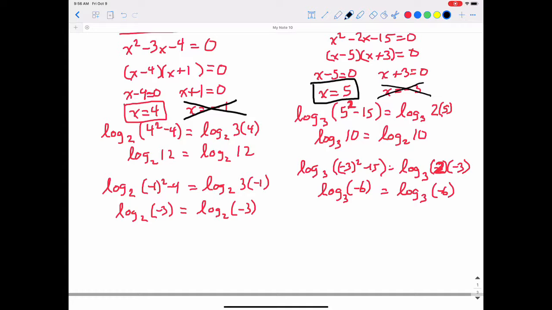There is a name for a solution that you get that does not work with the original problem. It's called an extraneous solution. So if you ever hear me say extraneous, it means that it is a solution that we came up with, but it does not fit the original problem.